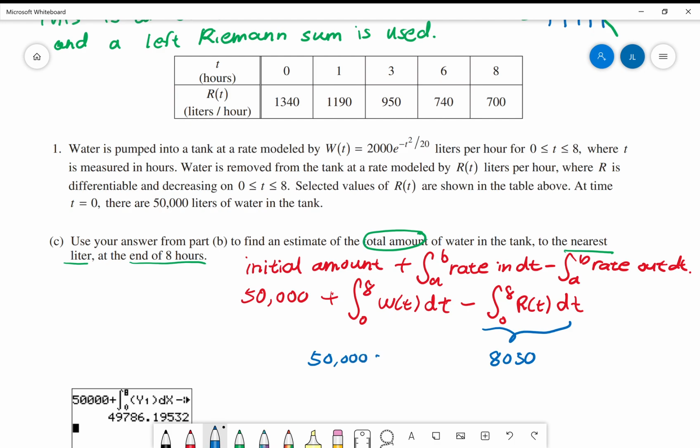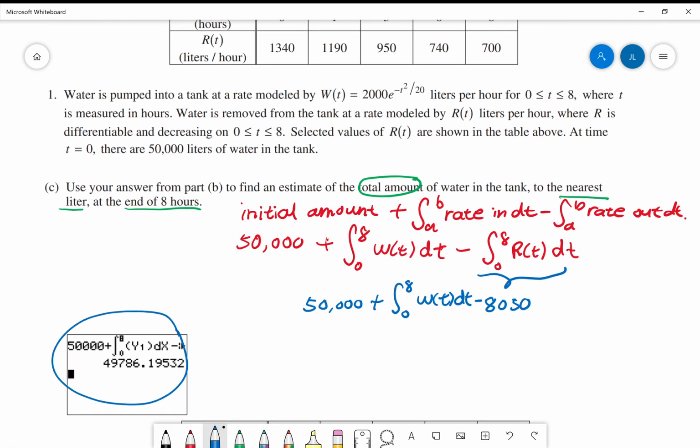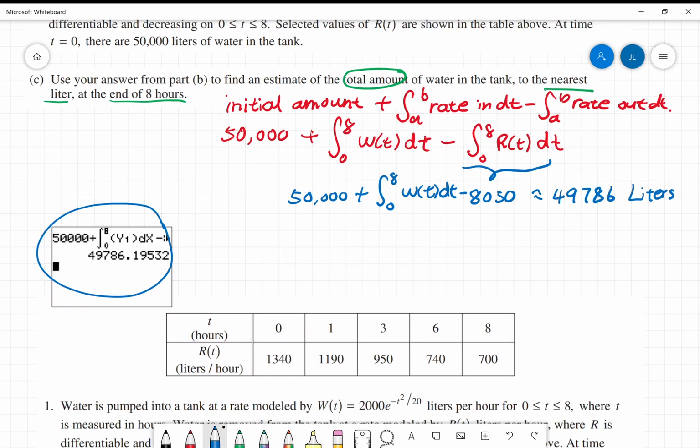W is defined, so as long as you have this stored into Y1, your calculator should be able to do the work when you hit Math 9. And here is the setup on the calculator. The answer that you're going to get is approximately 49,786 rounded to the nearest liter. On the free response, again, you're going to have a lot of space, and oftentimes the setup is very simple. The calculator will do the work for you, so there's really not much that you have to write here.